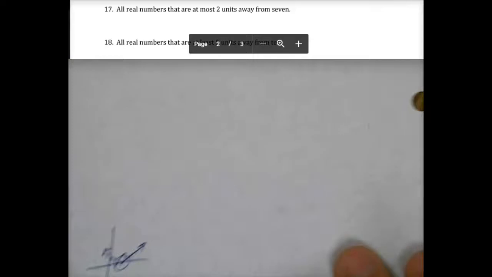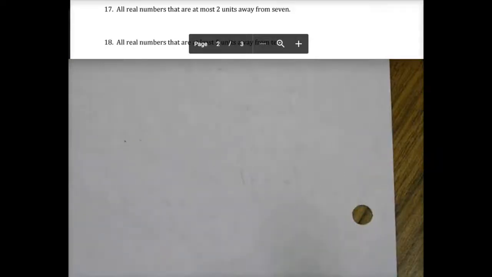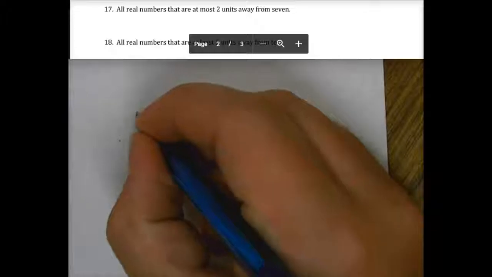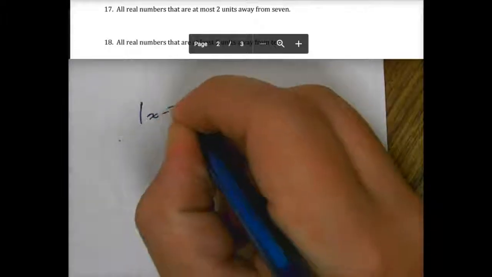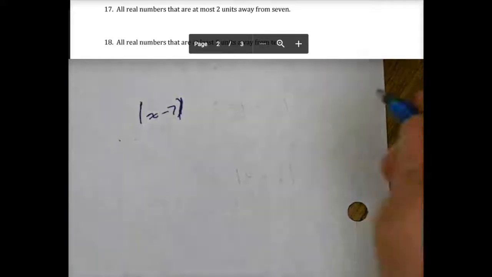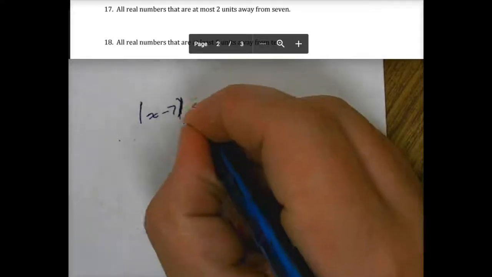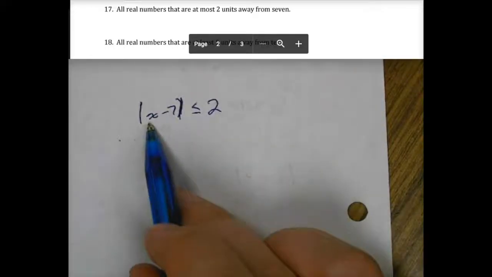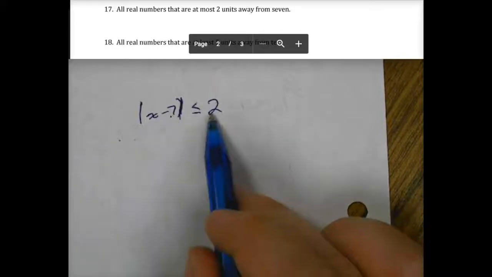All right, last 2 problems we're going to look at. So we want all real numbers that are at most 2 units away from 7. So I want to be away from 7, absolute value, that are at most 2 units away. So we want the difference to be less than or equal to 2 units away. So that way the absolute value, the difference from 7, is 2 units away.